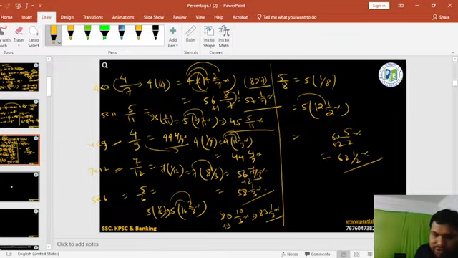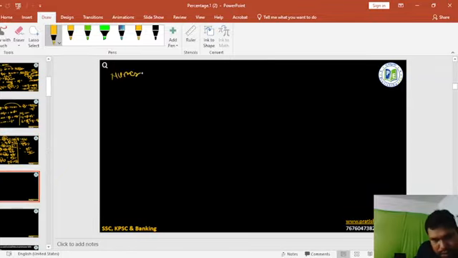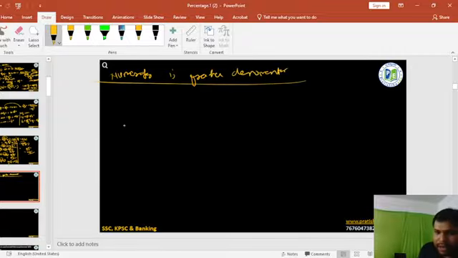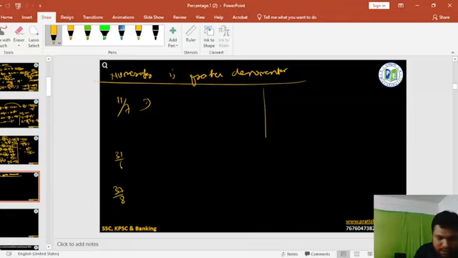So now let's go for the next topic. Write down: if the numerator is greater than denominator. Like if I am taking here 11 by 7, or if I am taking 31 by 6, or 37 by 8, or 26 by 3.